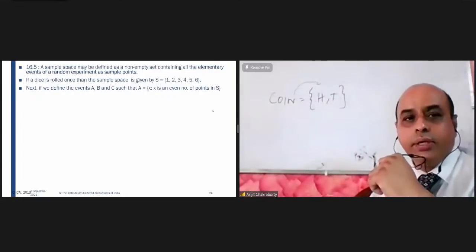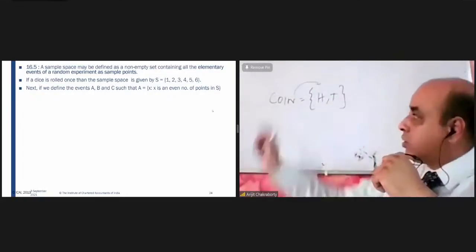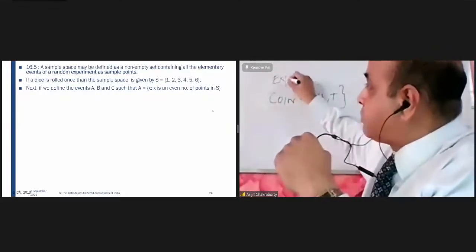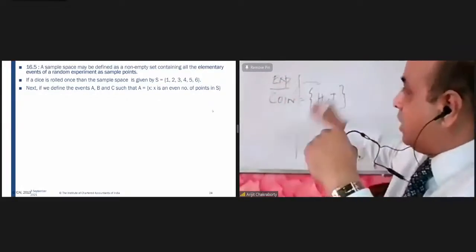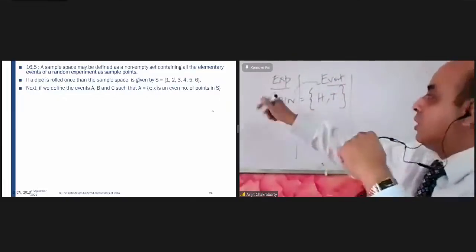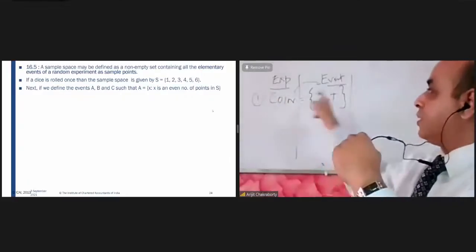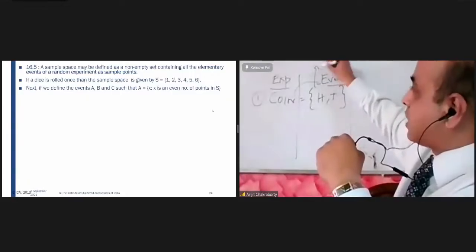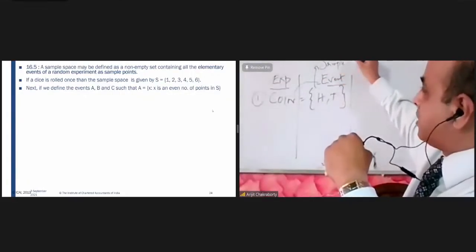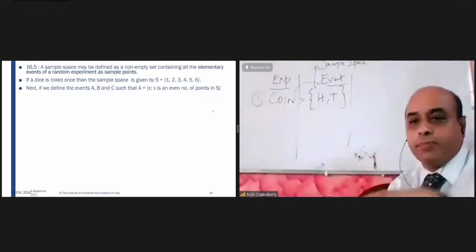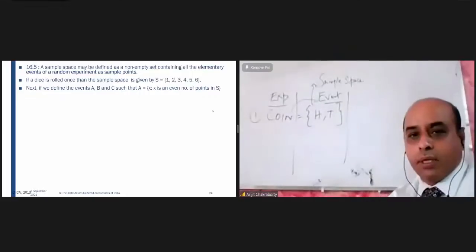Sample space will give you the elementary events of a random experiment. Coin tossing is an experiment, the event is this. So I will write experiment, EXP, as column 1, and this I'm writing EVENT, as column 2. First example, coin tossing, and this is nothing but the sample space. Sample space means the set containing all the possible outcomes.